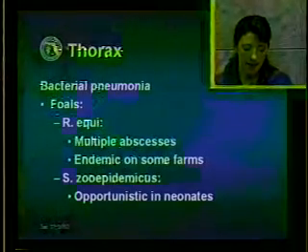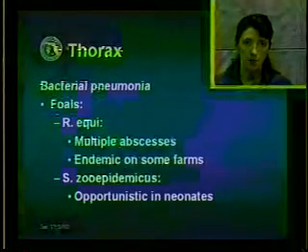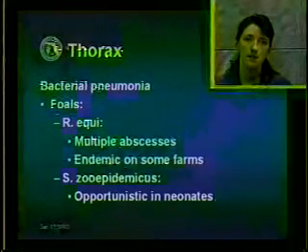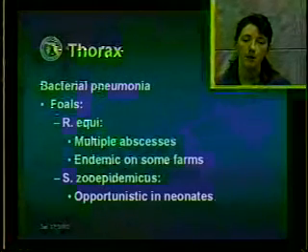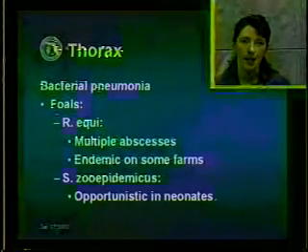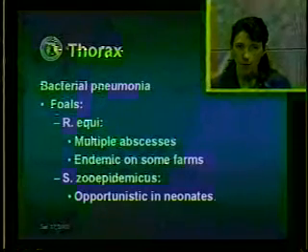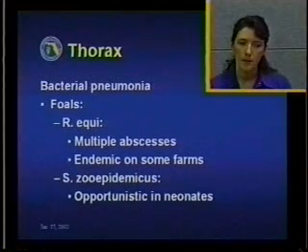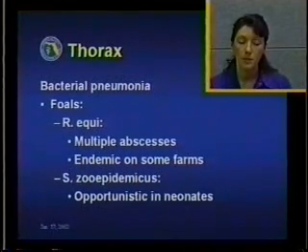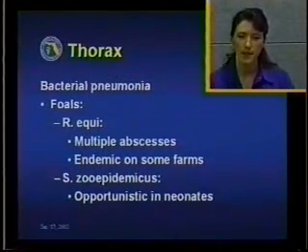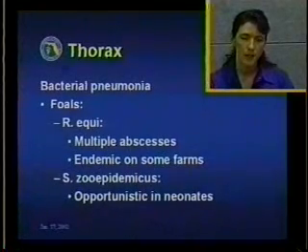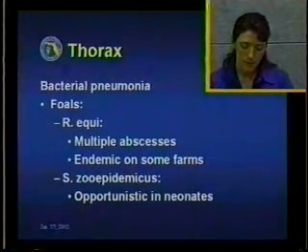In foals, once again, Rhodococcus equi is the most common cause of bacterial pneumonia, and it results in multiple abscesses. These foals are very commonly at weanling age, so 4 to 6 months, and they will present with severe respiratory sounds like rattles, and they will very commonly have a very abundant bilateral purulent discharge. They have an extremely elevated heart rate and respiratory rate.